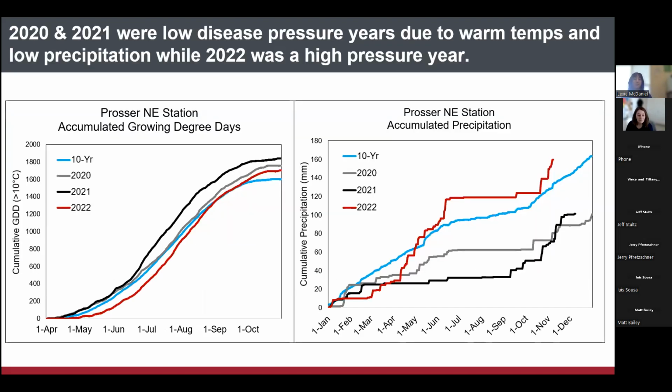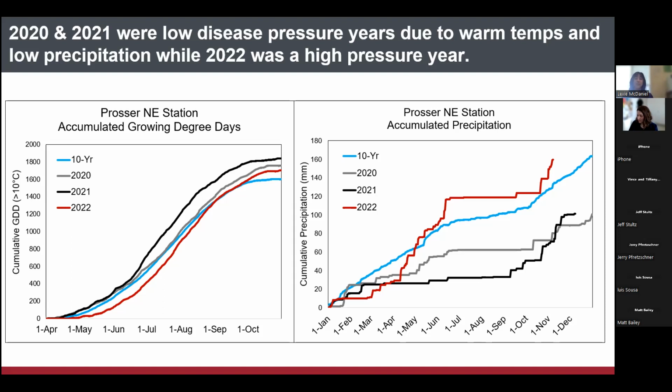And then to give context to the results, I'm going to talk about some weather for these. In 2020, on the left is showing the cumulative growing degree days from April through October. The right graph is cumulative precipitation, throughout the whole year. The blue is the 10-year average. 2020 was the gray, 2021 was the black, and 2022 is the red line.